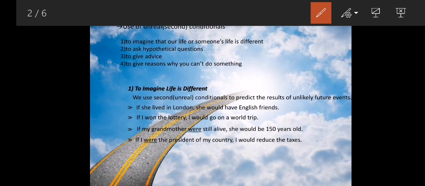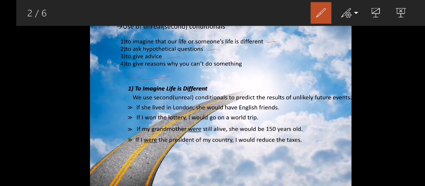Now, here is the question. When can you use the second conditional, or in which situations should you use the second conditional or unreal conditional? We use second conditional in a few ways. We use it to imagine that our life or someone's life is different, to ask hypothetical questions, to give advice, or to give reasons why you can't do something. Let's get started with the first one.